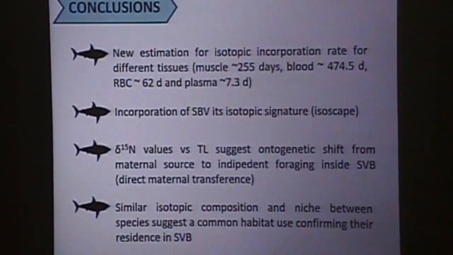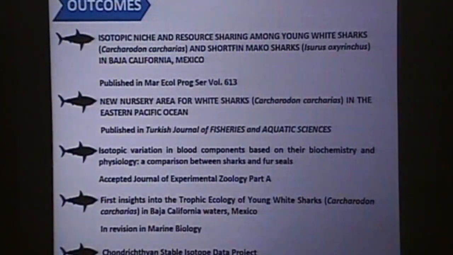As a conclusion, we were able to propose new isotopic rates. We demonstrated the residency in Viscaino. We also demonstrated that there is a maternal transference of the isotopic signature, due to the shift in the nitrogen values. The isotopic composition of both species suggests a sharing of resources in the long term.